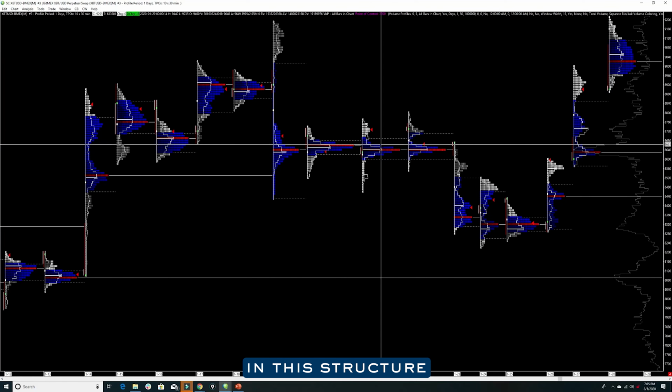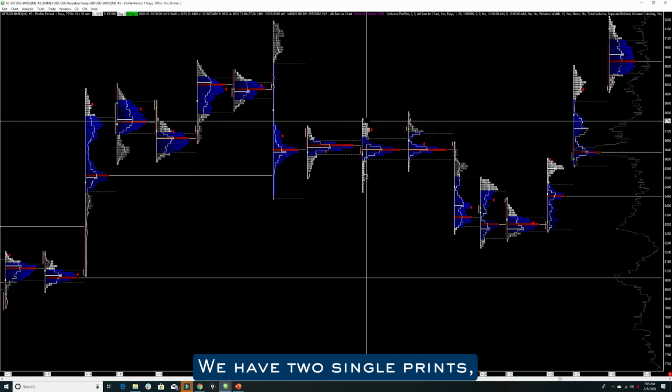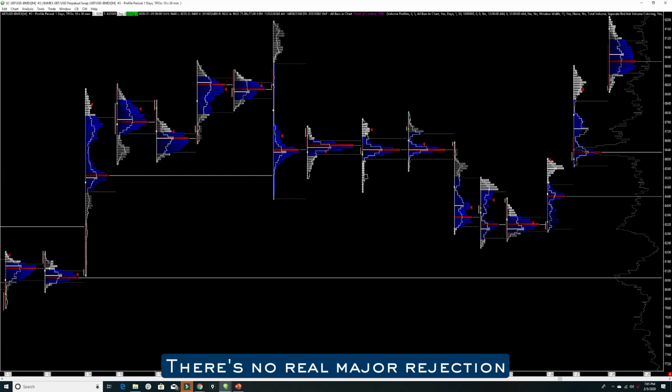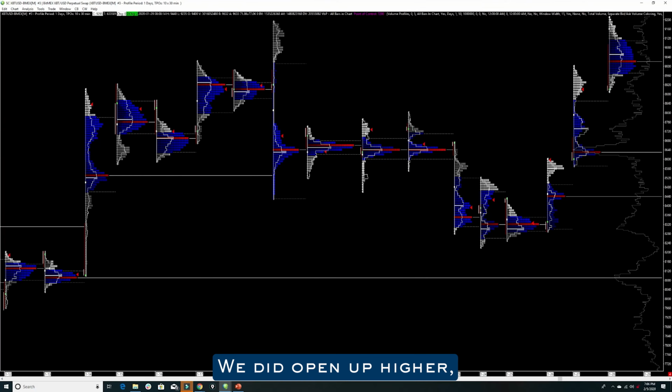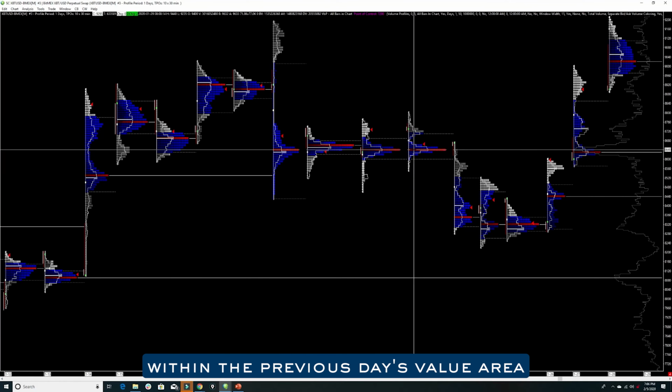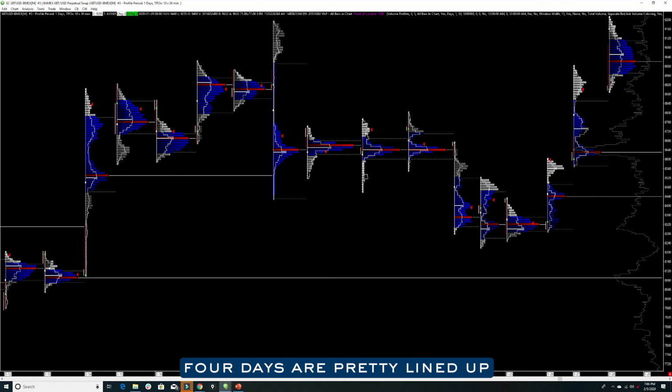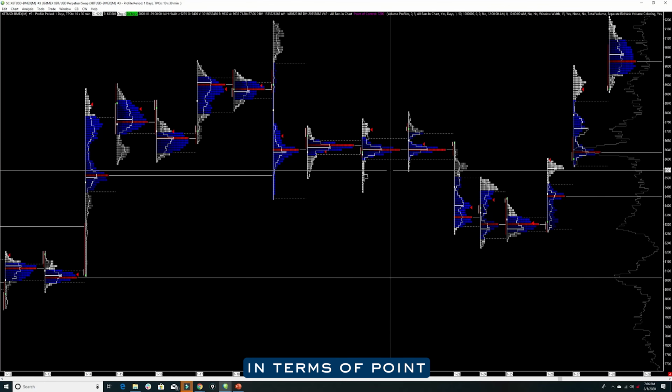In this structure, we have a little bit of an anomaly at the top. We have two single prints, but it's pretty blunt up here. There's no real major rejection. Market is favoring this area. You can see that we closed up here. Again, this next following day, we did open up higher, but then we auctioned back within the previous day's value area. So we have 1, 2, 3, 4 days that are pretty lined up in terms of point of control and value areas.